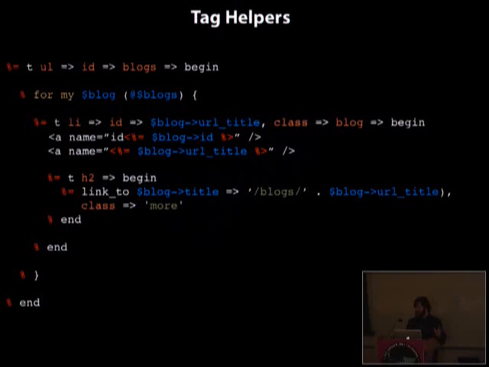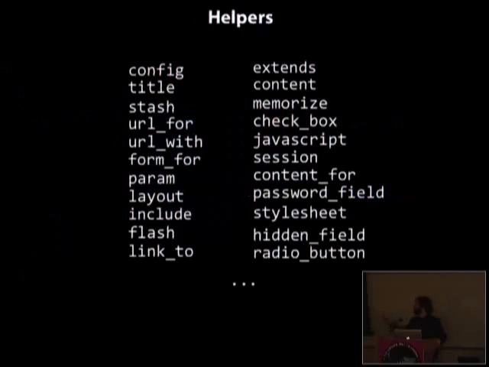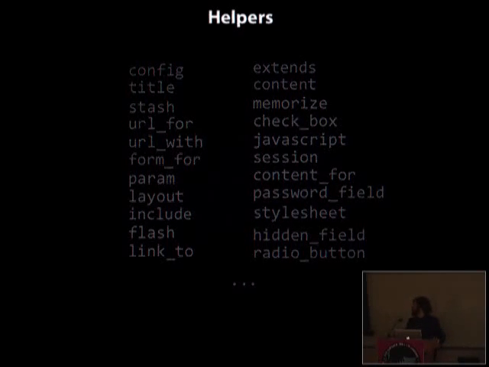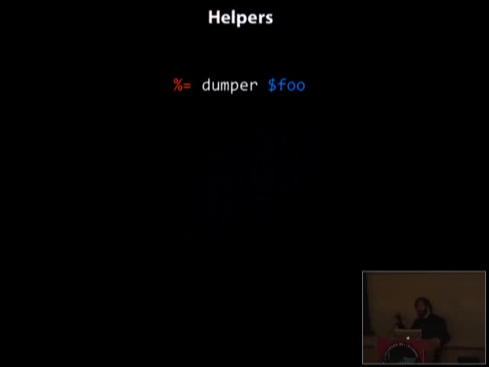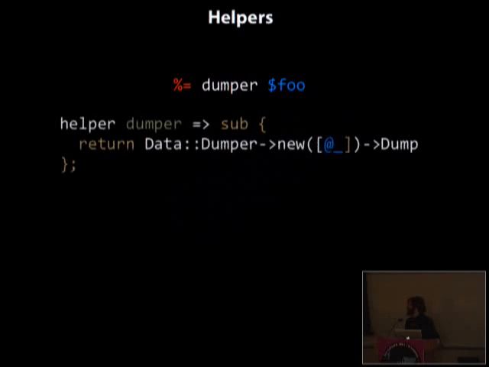All right, so there are a bunch of helpers available. These are just a few of them. But you're not limited to the existing set. You can very, very easily write your own. For example, this is a commonly used one. Anybody familiar with Perl will be able to guess what this does. In the Mojolicious code, it's defined essentially like this. Very, very simple. Just takes what you pass to it and returns a data dump of that variable.